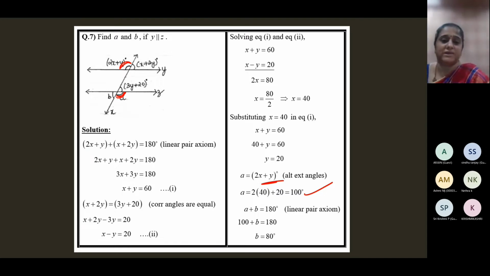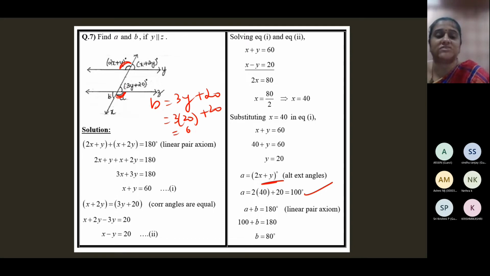Now we need to find B. You can do B like this also. Vertically opposite angles are equal. So B will be equal to 3y plus 20, because vertically opposite angles are equal. And what's the value of y? 20. So 3 into 20 is 60 plus 20. So B is equal to 80 degrees.